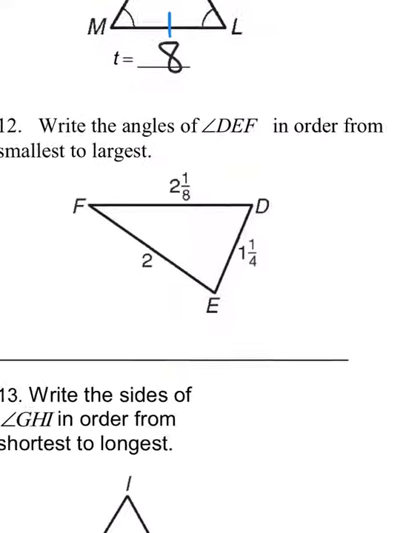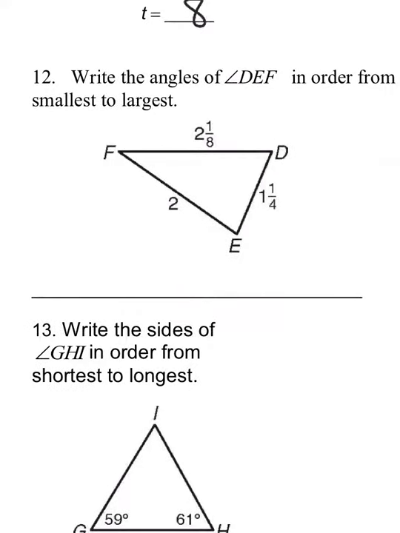Number 12. Write the angles of angle DEF in order from smallest to largest. My smallest side is 1 and 1/4. Across from that side is angle F. So that means that the measurement of angle F is actually smaller than the next one, which is 2. 2 is smaller than 2 and 1/8, but it's also bigger than 1 and 1/4.